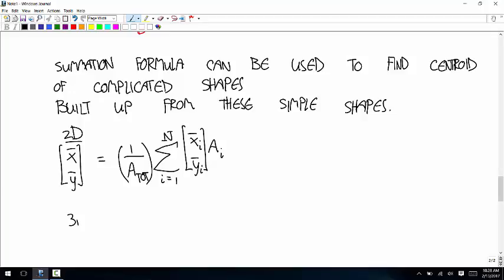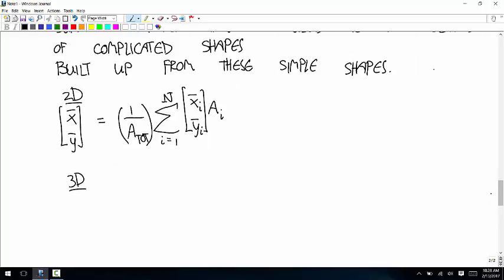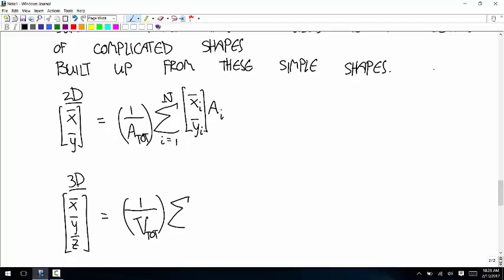In 3D, it has the pretty predictable extension of this. The total x bar, y bar, z bar is equal to 1 over the total volume times the sum of the centroid of the individual piece times the individual volume. This is the one that's going to matter to us.